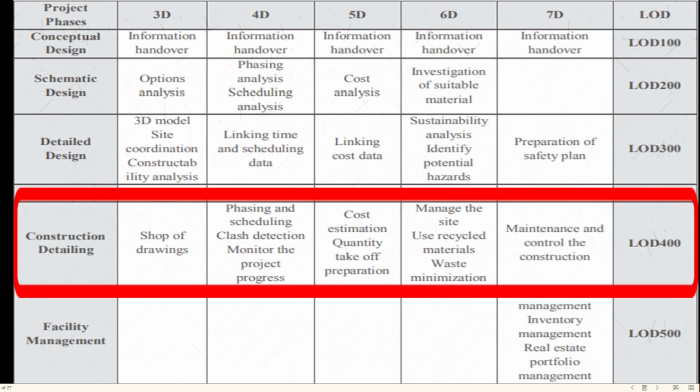4D BIM dimensions focus on phasing and scheduling, clash detection, monitoring project progress. 5D BIM dimensions focus on cost estimation, quantity takeoff. 6D BIM dimensions focus on site managing using recycled materials, waste minimization. 7D BIM dimensions focus on maintenance and control the construction, and the level of development is under LOD 400.